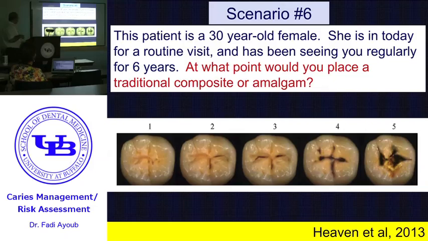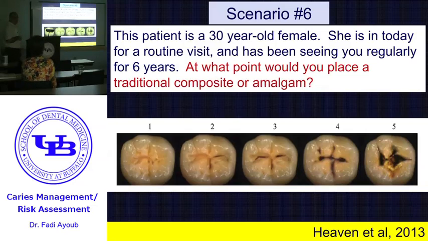Okay. It would appear that that's a partial sealant loss on that. Yeah, you can see the area that was to be sealed, and I would certainly just consider some resealing of that. Okay. Who would, at this point here, go open it up and place traditional composite or amalgam?